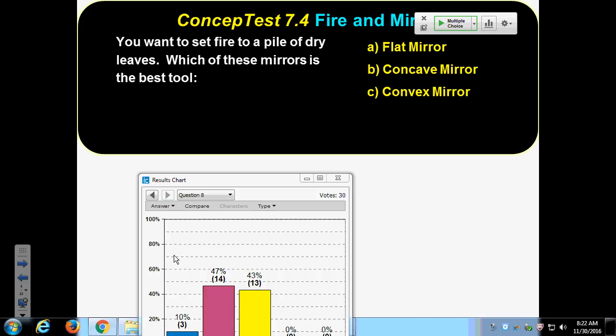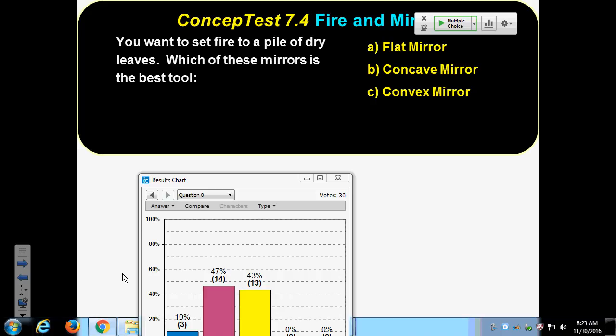Okay, so what you want to do is you want to have a mirror that will take rays from the sun and focus them all at a point. You use this with a magnifying glass too sometimes, right? So people more commonly have magnifying glasses. You'll take them outside and you can set fire to things. A magnifying glass works very much the same way as one of these mirrors. This is concave, right? It caves in. So the answer is B.